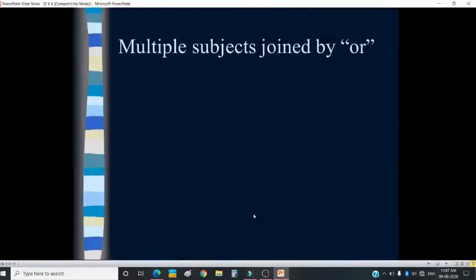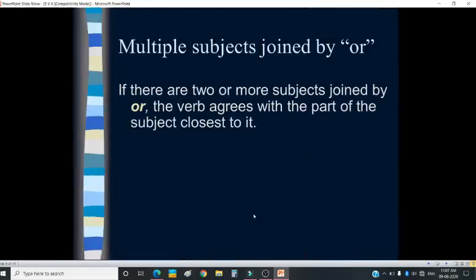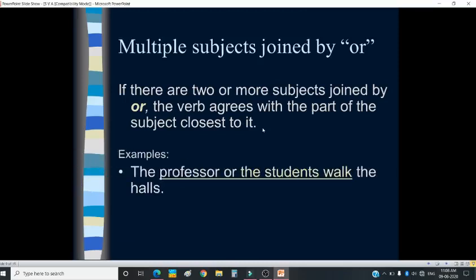Next, multiple subjects joined by or. This will be a little bit confusing. If there are two or more subjects joined by or, the verb agrees with the part of the subject closest to it. Here you see, the professor or the students walk the halls. Sometimes we will have some confusion. The professor is singular, and the students are plural.